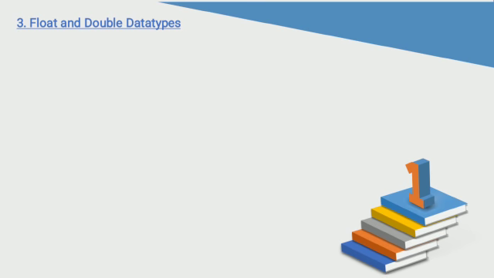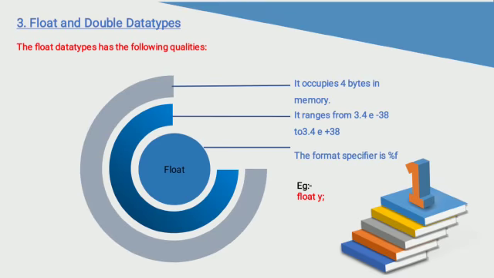Float and double data types. The float data type has the following qualities. It occupies 4 bytes in memory. It ranges from 3.4e minus 38 to 3.4e plus 38. So e denotes the exponential part. The format specifier is %f. Example, float y.